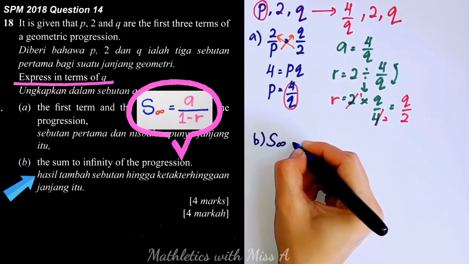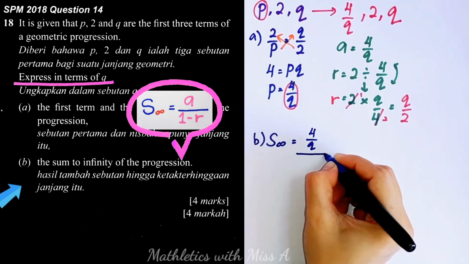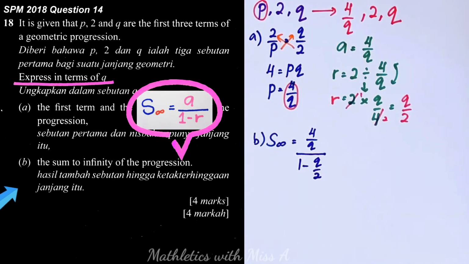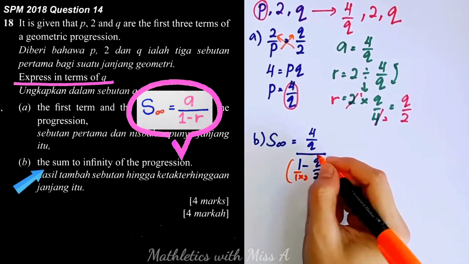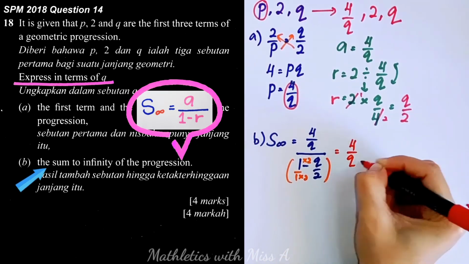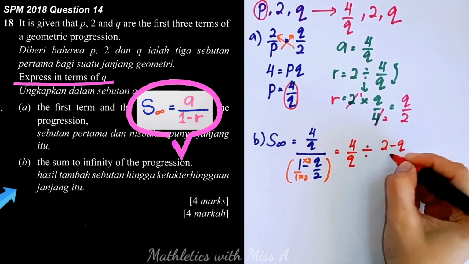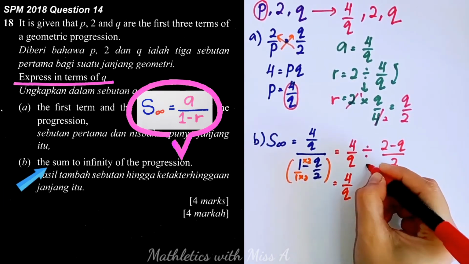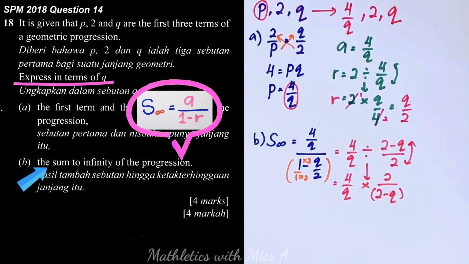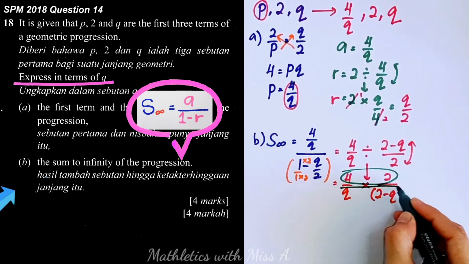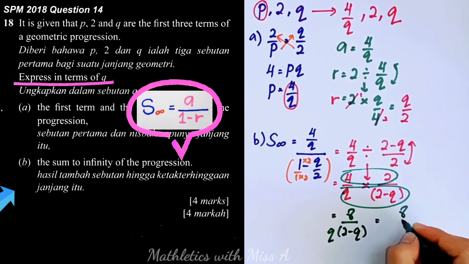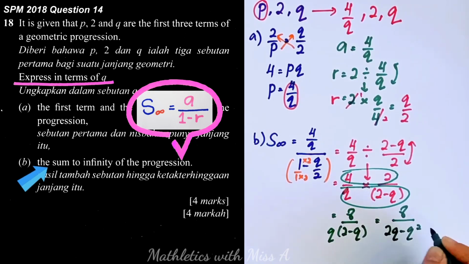Then B, the sum to infinity. Using the formula for S infinity, substitute the values into the formula. Then calculate. So 4 over Q divided by 2 minus Q over 2. So change divide to multiply and then rearrange. So S infinity equals 8 over 2Q minus Q to the power of 2.